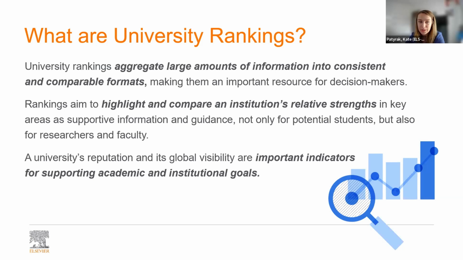They are also highlighting and comparing institutions' relative strengths. So we can check in key areas which universities are the best ones. We can also use this as guidance for potential students, but also for researchers or faculty. Also, rankings tell us a little about a university's reputation and its global visibility, and they use important indicators for supporting academic and institutional goals.